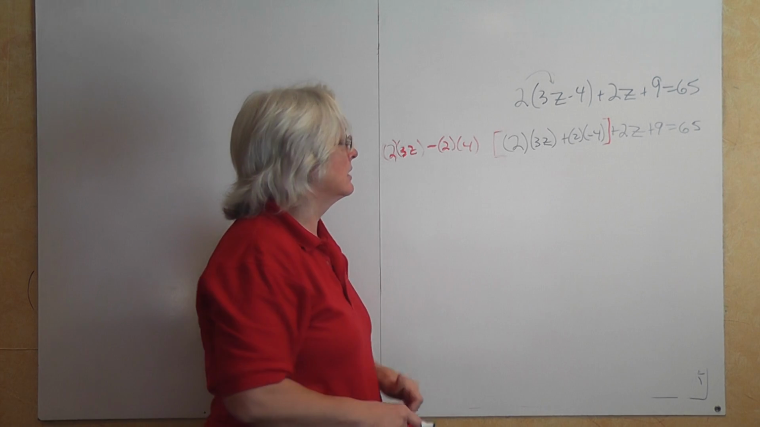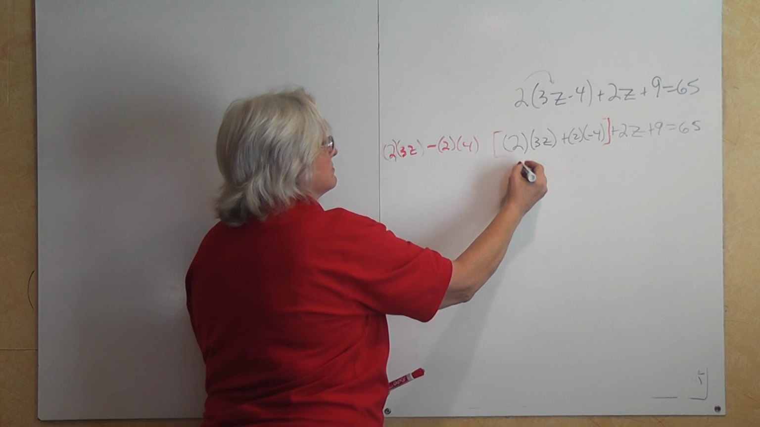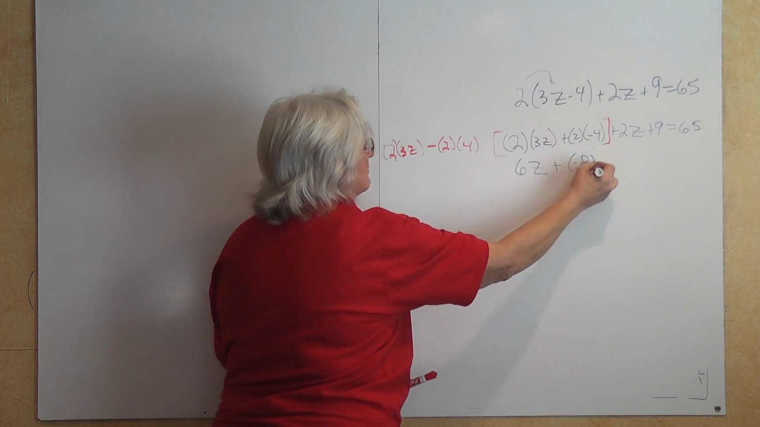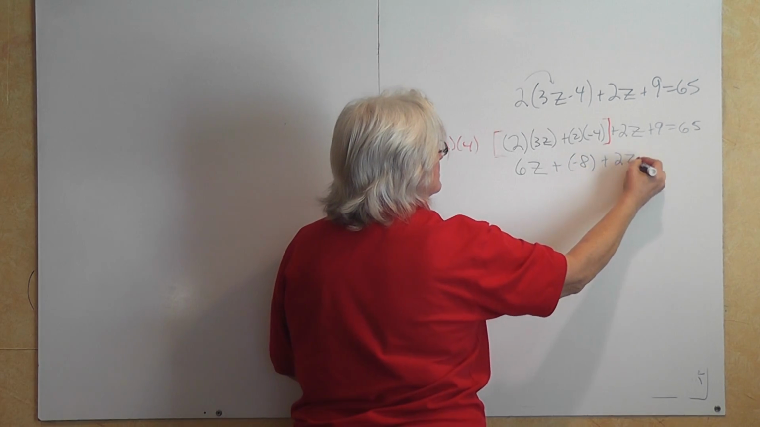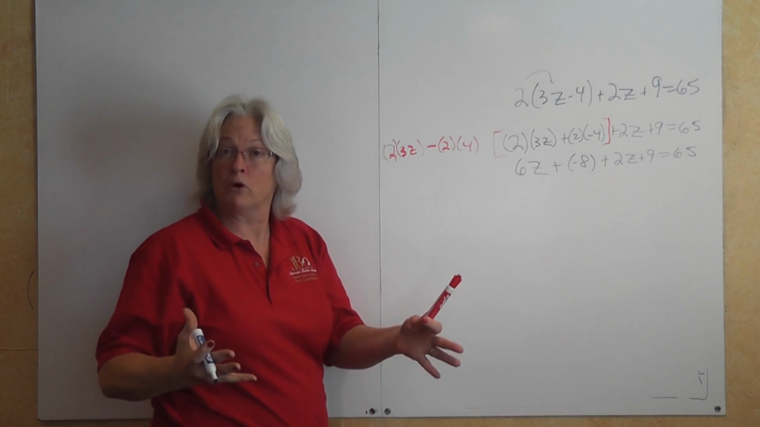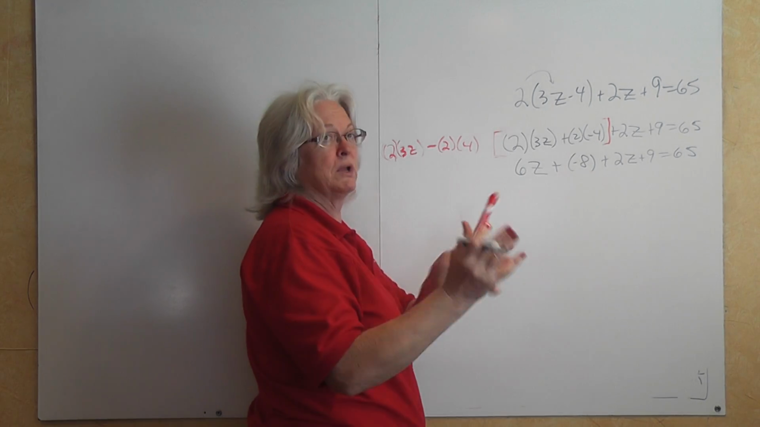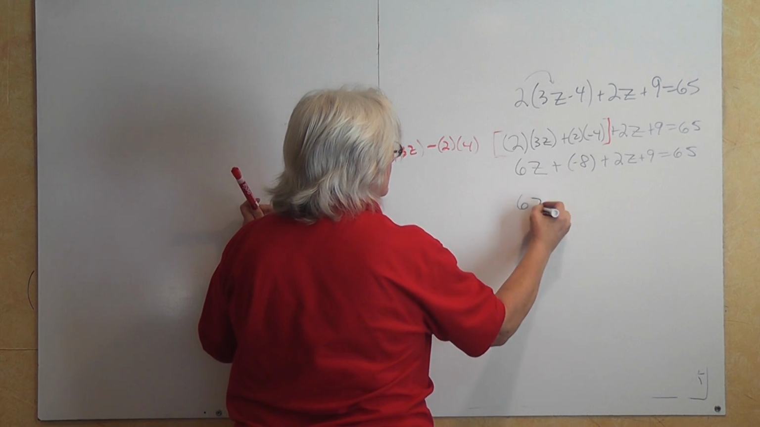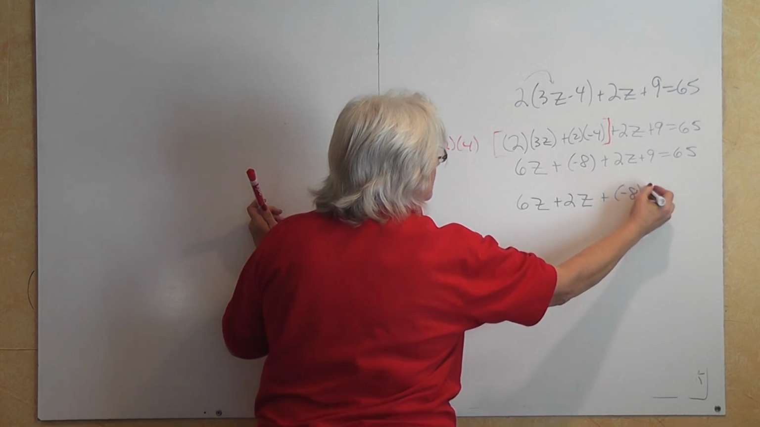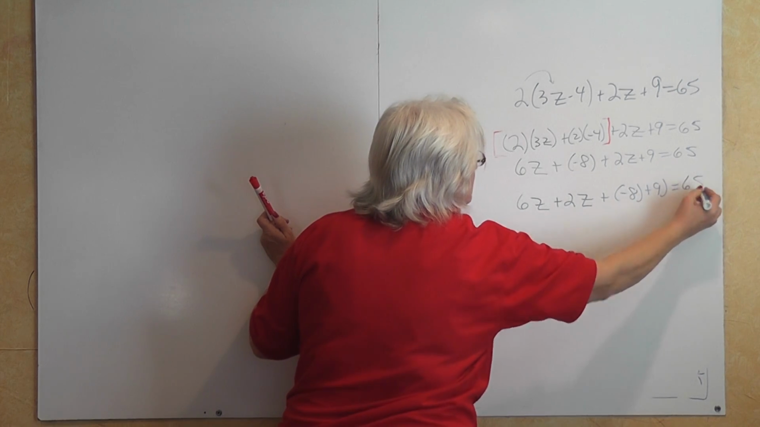Continuing on, this says 2 times 3 times z. 2 times 3 is 6z, plus 2 times negative 4 is a negative 8, plus 2z plus 9 is 65. We have no more multiplication to do. We have nothing to distribute. We need to collect like terms, and we can change the order of our addends by using the commutative property. Plus 2z plus a negative 8 plus 9 is equal to 65.